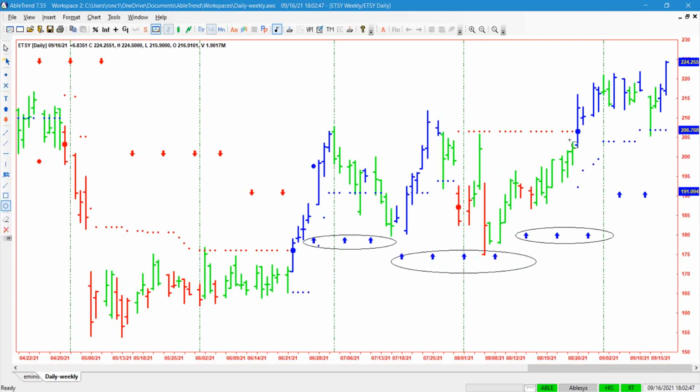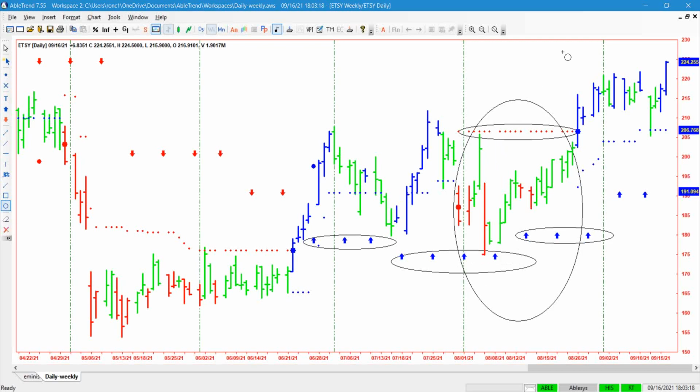Each one of these price bars is 1 day. So what we're looking for is, after we have a blue arrow, which is the weekly buy signal, now we want the daily buy signal. They need to be in agreement. You can see here you have nothing but red dots. That means we're in a downtrend. But this was a big, gigantic no trade zone, because red means sell and blue means buy with AbleTrend. So you've got blue arrows, but you've got red dots. What do you do? You do nothing. It's a no trade zone.